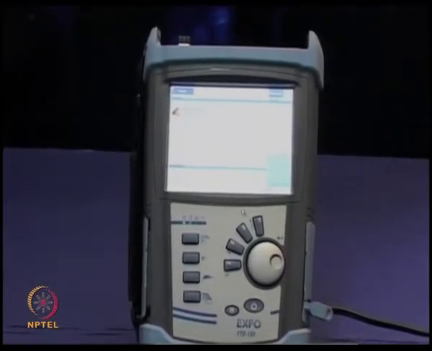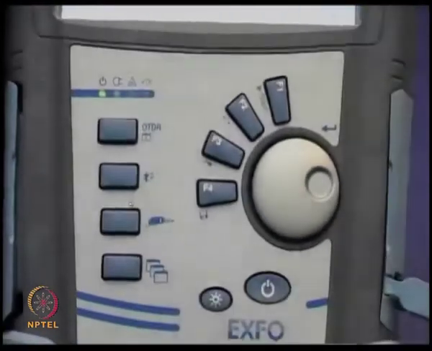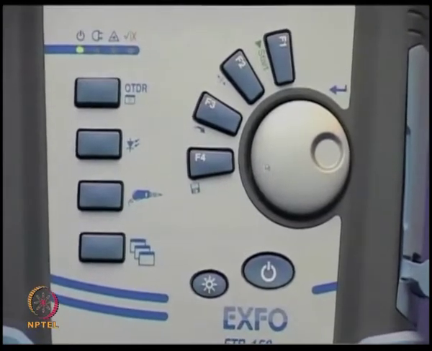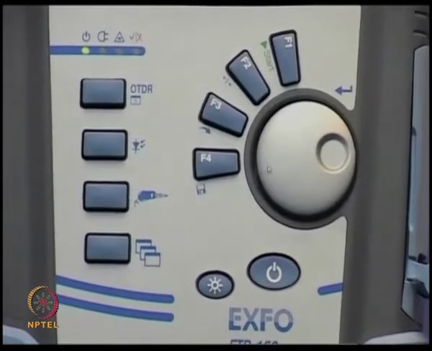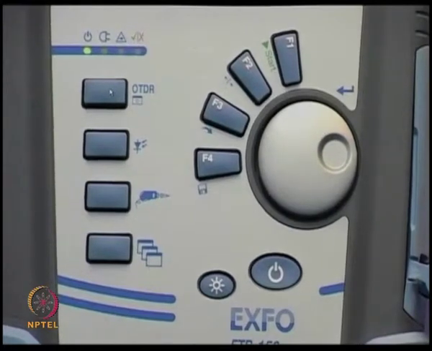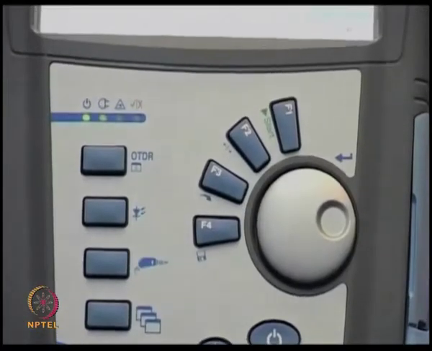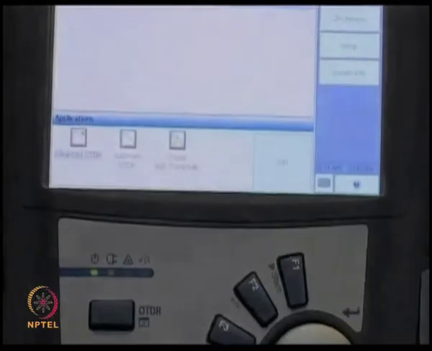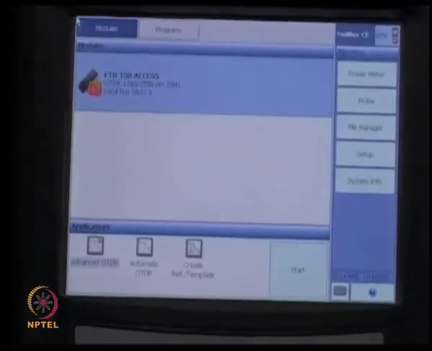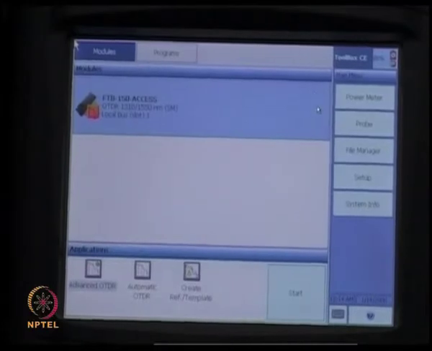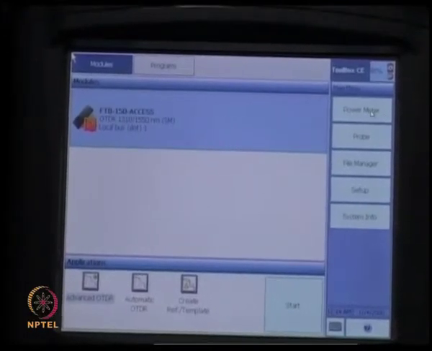in which the light is launched and the scattered light is received, and that is displayed as a function of time or as a function of distance. So, OTDR essentially receives the reflected light from different locations on optical fiber, and by that it tells you the status of the optical fiber. So, this is the display which you see. It can work in different modes.